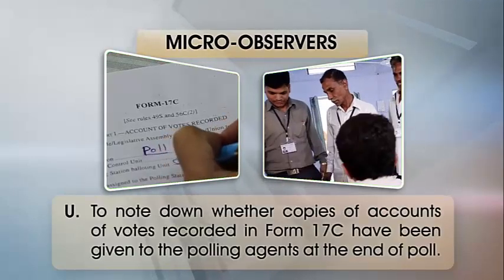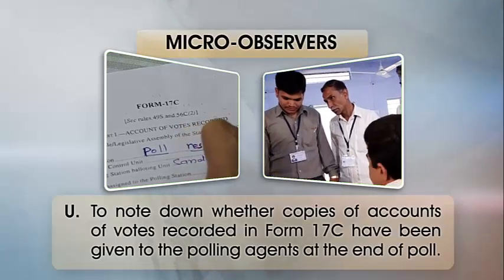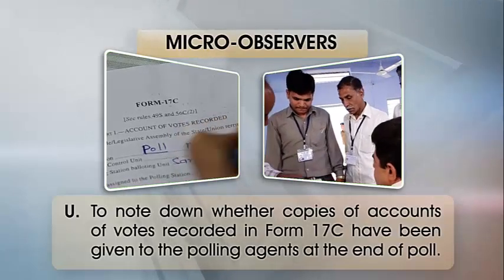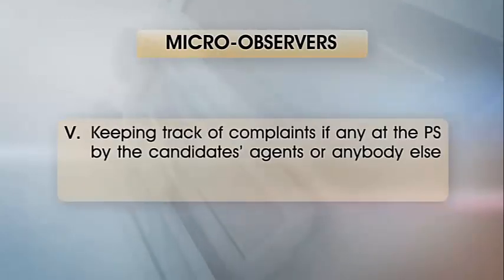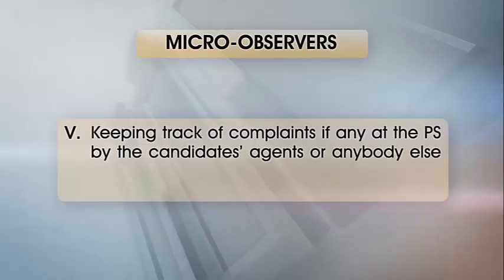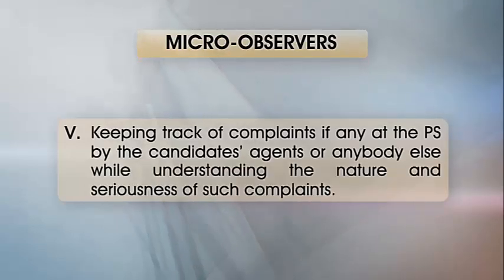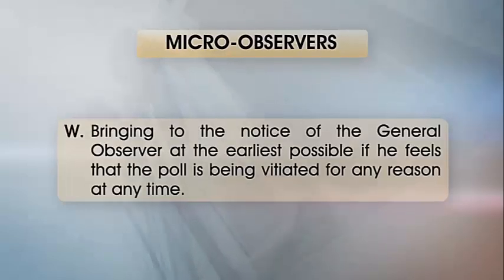To note down whether copies of accounts of votes recorded in Form 17C have been given to the polling agents at the end of poll. Keeping track of complaints, if any, at the PS by the candidate's agents or anybody else while understanding the nature and seriousness of such complaints. Bringing to the notice of the general observer at the earliest possible if he feels that the poll is being vitiated for any reason at any time.